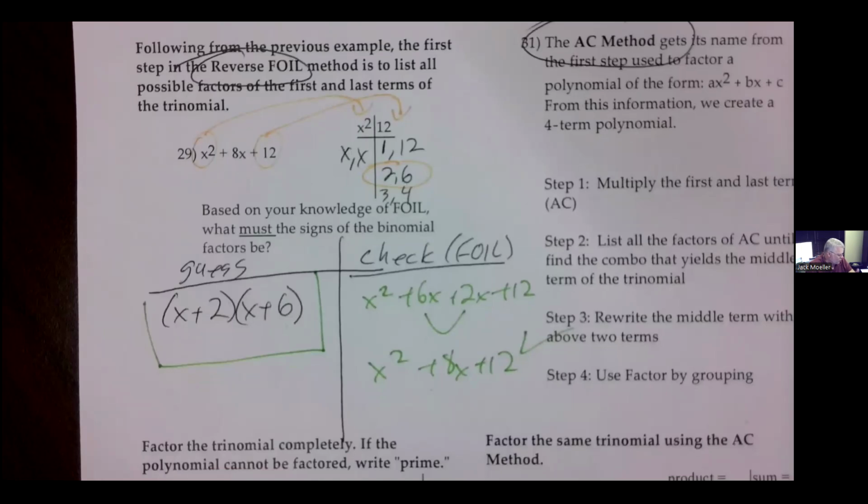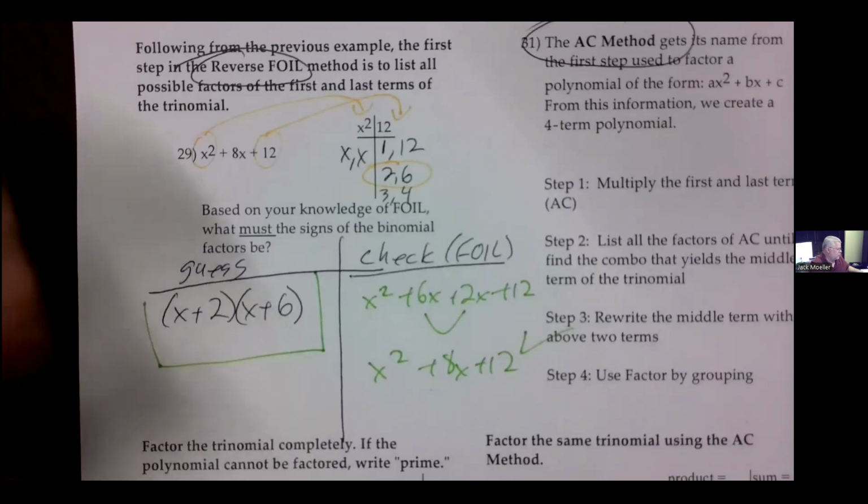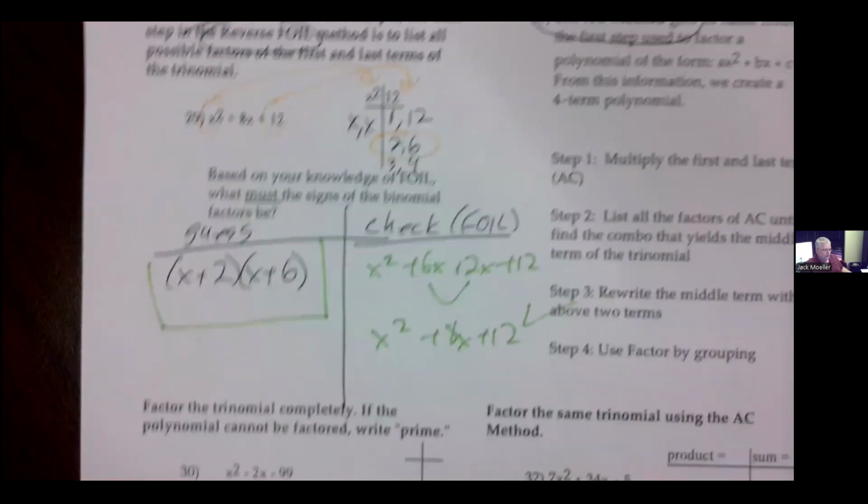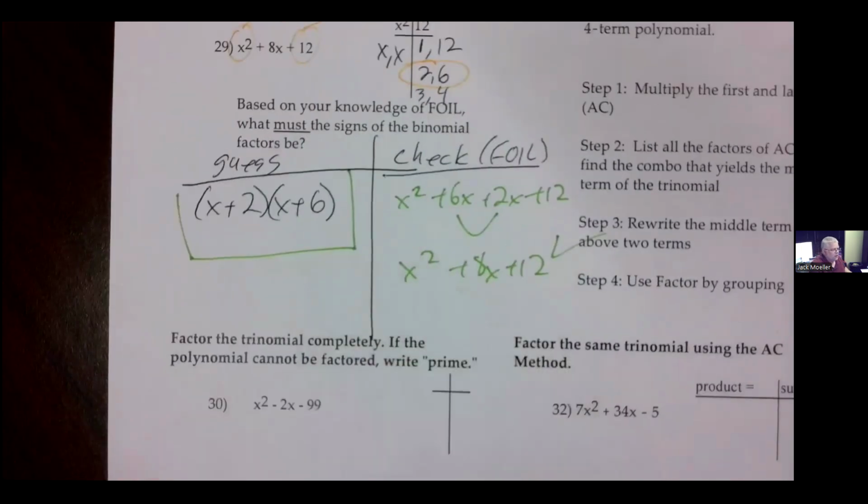So if you like to FOIL, a lot of times this reverse FOIL can be pretty efficient. Again, this one's a bit more basic because the signs are all positive, which helps. But this is the basic idea. You start with your possible factors, your first term and last term, and then we build reasonable guesses over binomials.